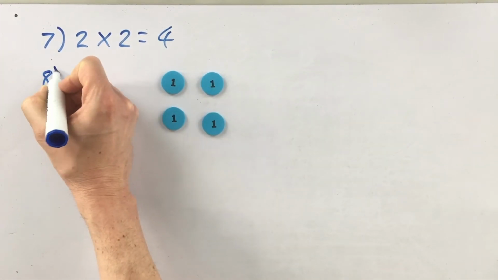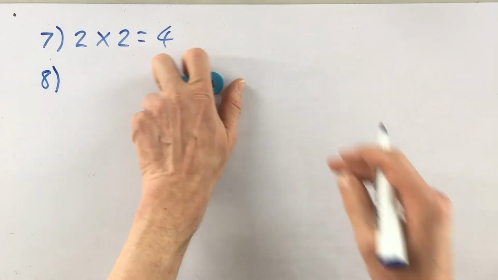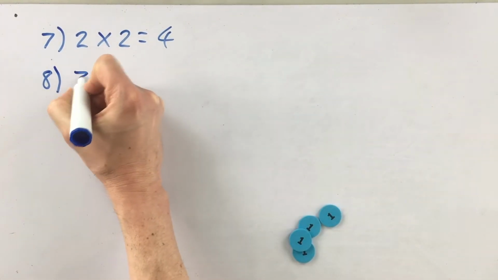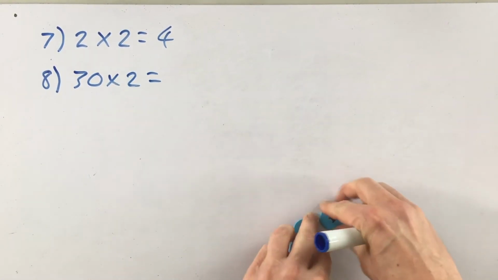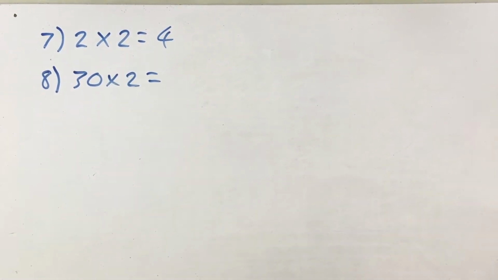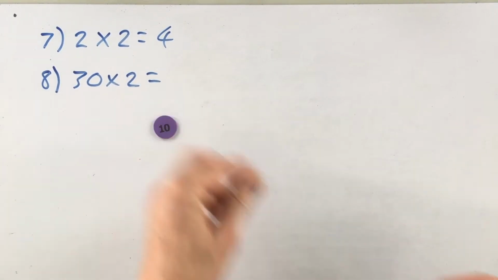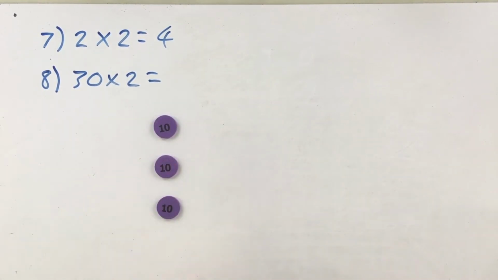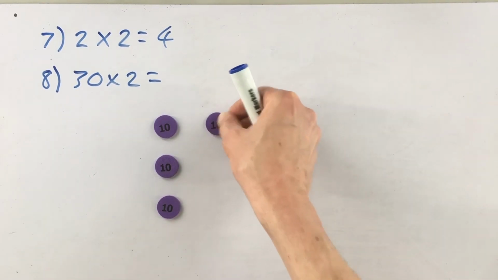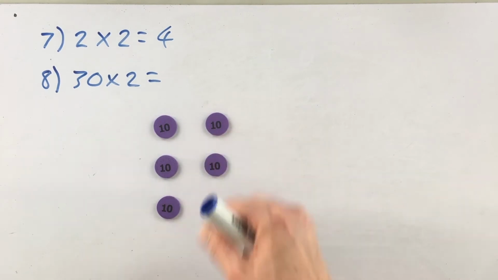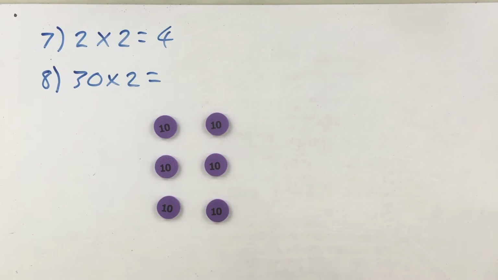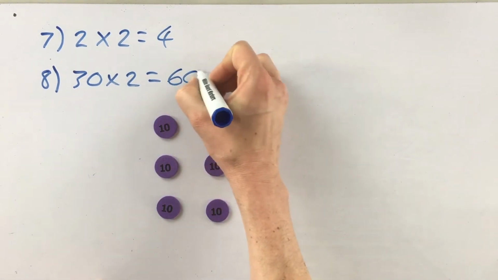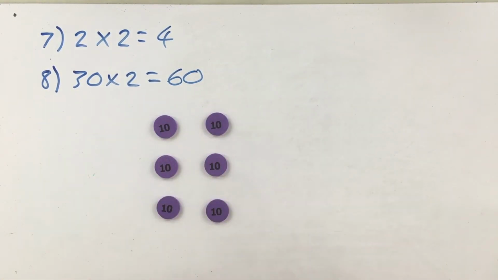Number 8. 30 times 2. This is going to be easier to solve with the tens coins. So we have 30, and we're multiplying by 2, or we're doubling it. It's the same thing, doubling, timesing by 2, it's the same thing. So we get the same amount again, and now we've got 60. 10, 20, 30, 40, 50, 60.